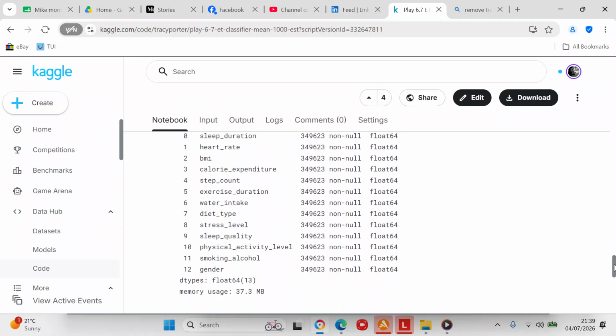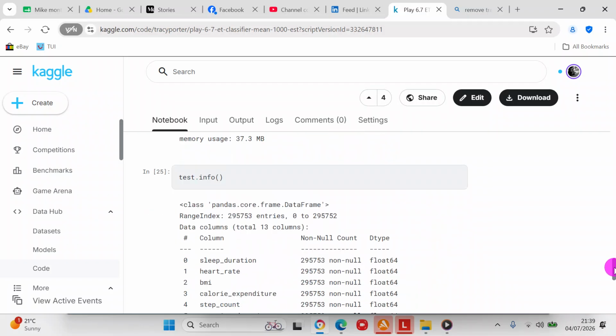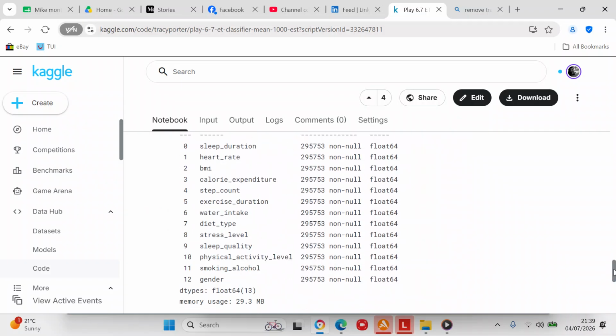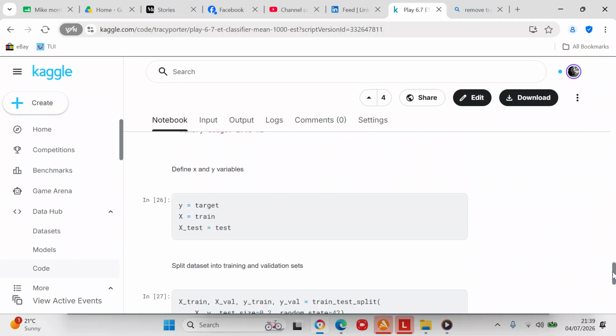Now when you check on info, after we have encoded all of the object columns, you can see that all of the columns of data are now float. That means that the Extra Trees model will be able to train on the data because the categories have been converted to numbers. So now we're going to define our X and our Y variables.